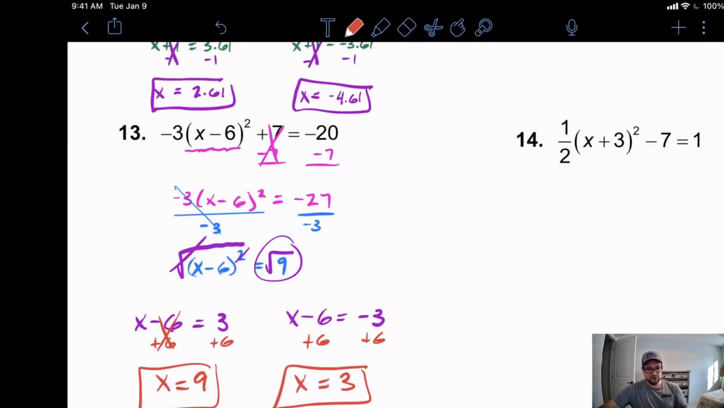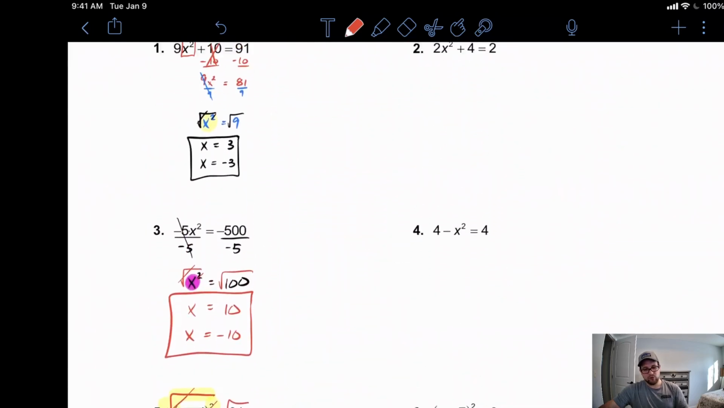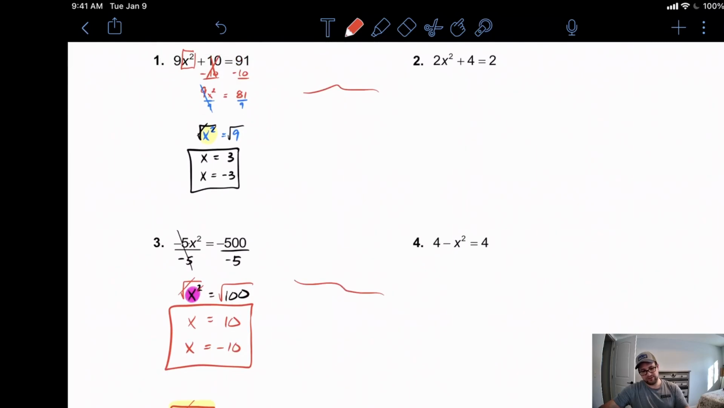Just like always, you guys are going to be responsible for the even number problems. And remember, normally these are tied pretty darn close to the problem across from it.